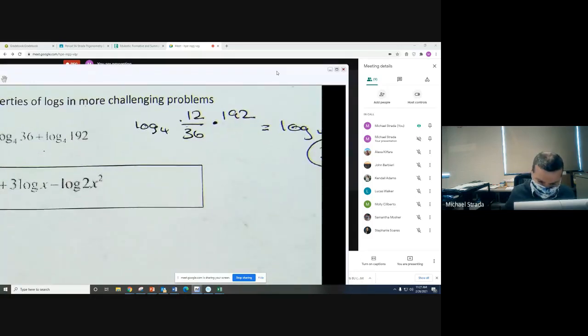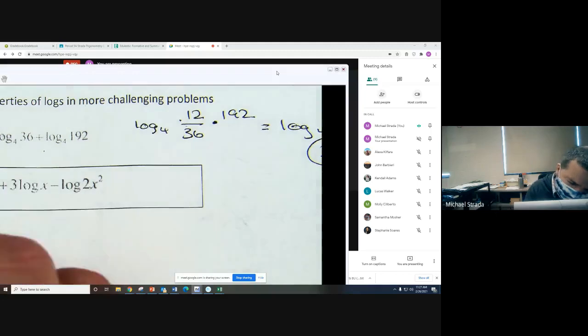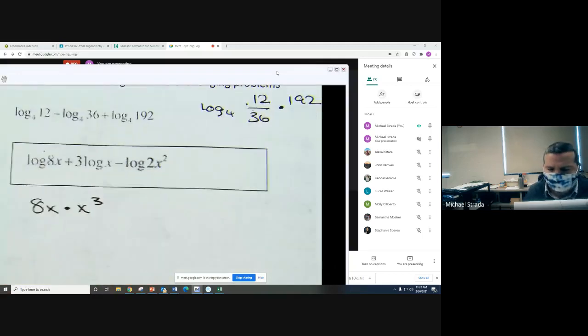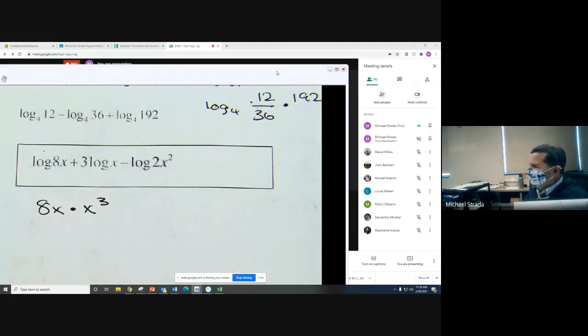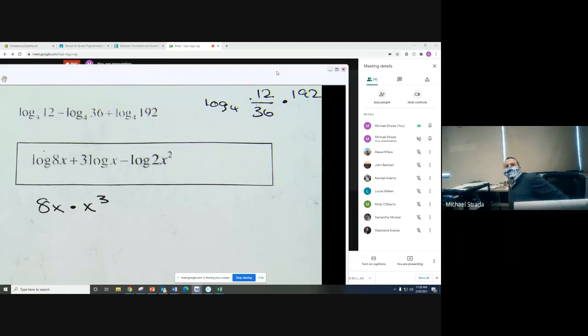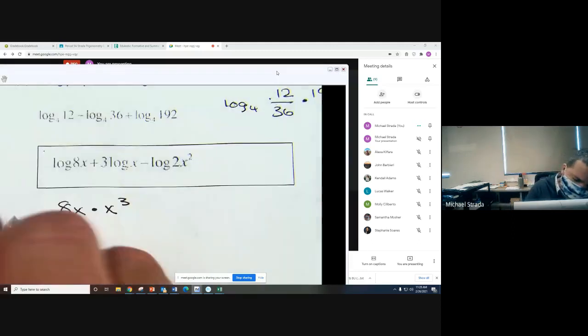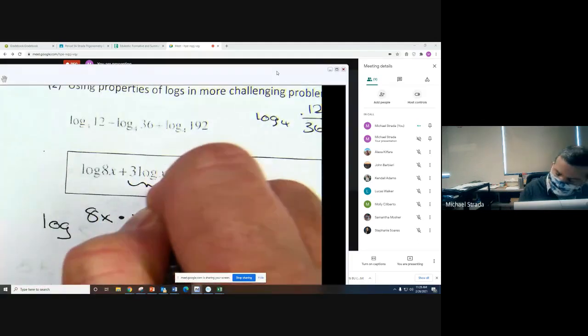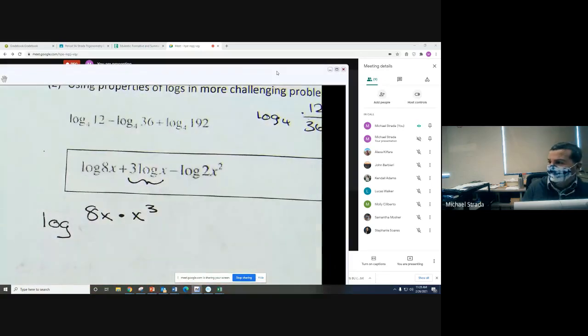All right. So if we look at the log of 8x plus 3 log of x minus the log of 2x squared, the difference is it's variables. So again, it's going to be 8x times x to the third. Everybody recalls when we have a coefficient, it turns into an exponent, right? And the log's still out front. So it's the log of 8x times x cubed. That's what the 3 log x became. Coefficients become exponents. Everybody's good with that?